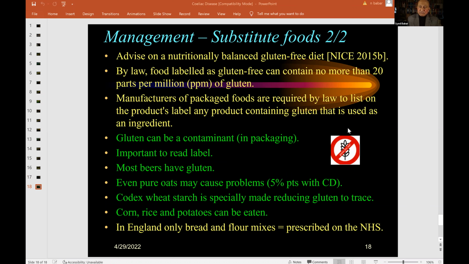So what else can one do? One should advise on nutritionally balanced gluten-free diet. So just avoiding gluten, but maintaining all the other food principles that are necessary to maintain good health. Remembering that when food is labeled as gluten-free, legally it can still contain less than 20 parts per million of gluten. So it's not 100% free of gluten.